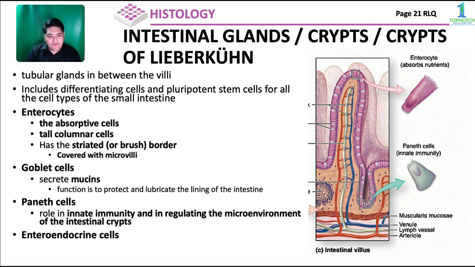And then you also have your goblet cells. Alam na natin yan, secretion of your mucus. Ang additional lang natin dito is the Paneth cells. They are cells important in the innate immunity and the regulation of the microenvironment of the intestinal crypts or crypts of Lieberkühn. Alright, and syempre, meron din mga enteroendocrine cells.